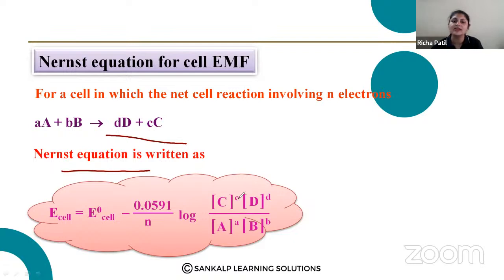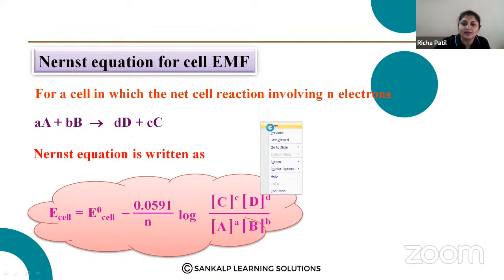So this is the stoichiometric ratios. This tells you about the stoichiometric ratio. Then this is your concentration. These are your concentrations. So this is the Nernst equation for any cell which is undergoing a cell reaction.